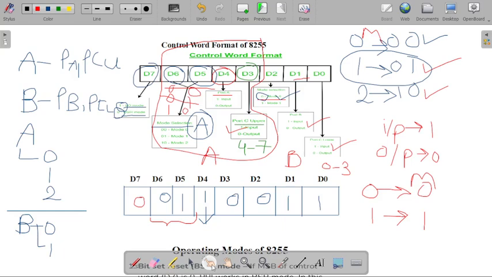In the previous video, we learned the control word format of our 8255 processor. The link for the video is given in the description box.